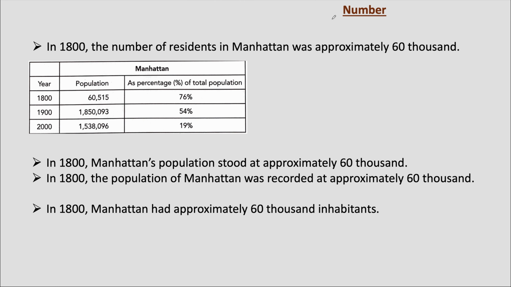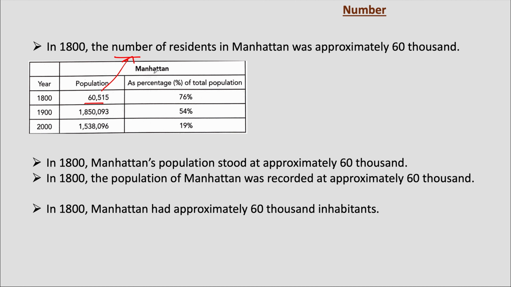Next up, the word number. Graphs and tables have numbers. For this, we have to use the word number often. For example, here we would write that the number of residents was approximately 60,000. There is no perfect synonym for this word that works everywhere, so instead we usually change the sentence structure.